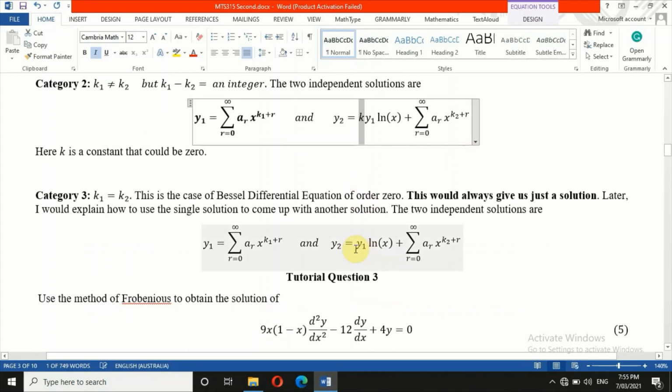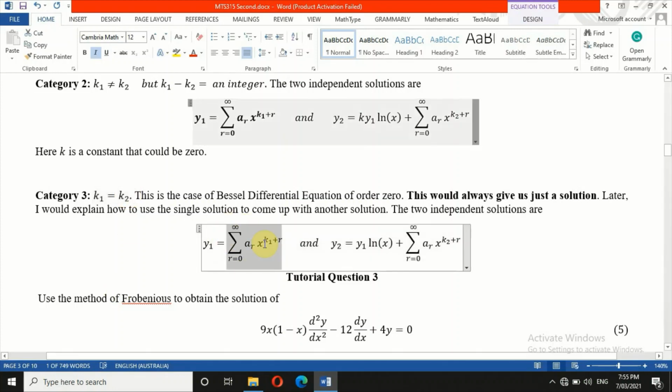Now let's talk about the third category. The third category is when k1 equals k2. A typical example of this third category is when we are solving the Bessel differential equation of order 0. You notice that we only have one solution, and that solution is actually a function of order 0. But what this one is saying is that in this case, we have two solutions. The first solution is this. The second one is y1 multiplied by ln x, plus summation r from 0 to infinity of a_r x raised to k2 plus r. So take note of this.